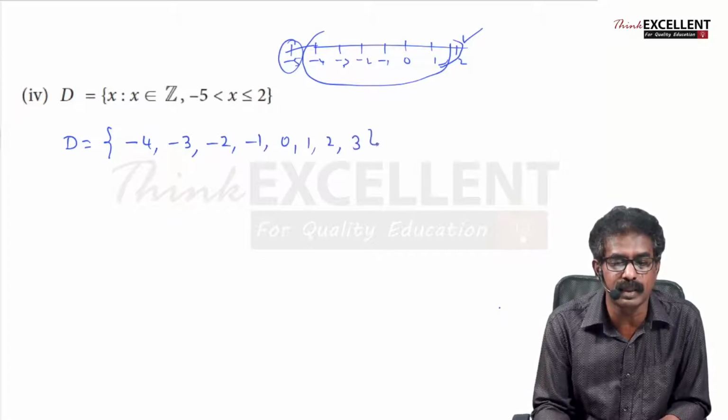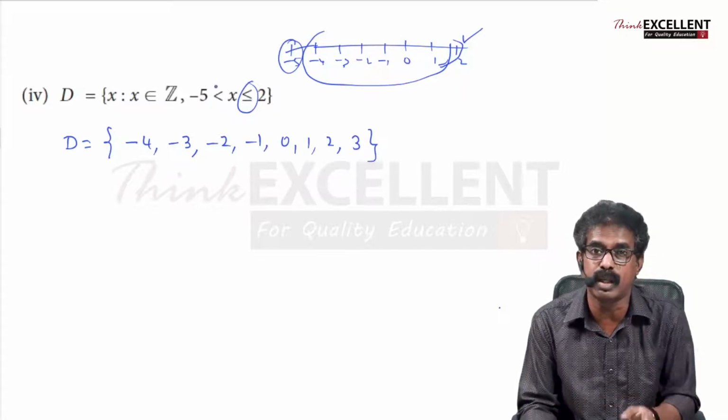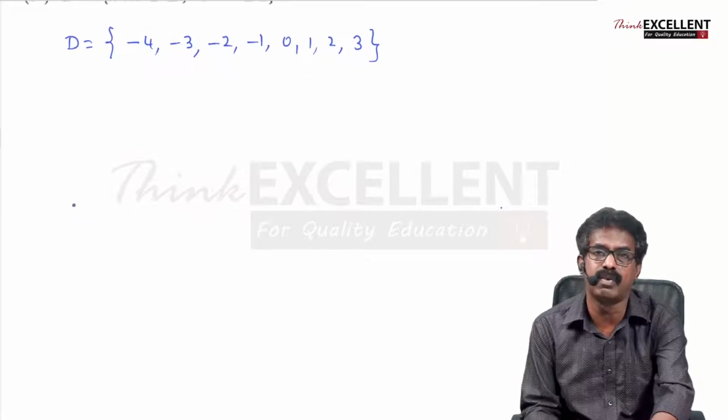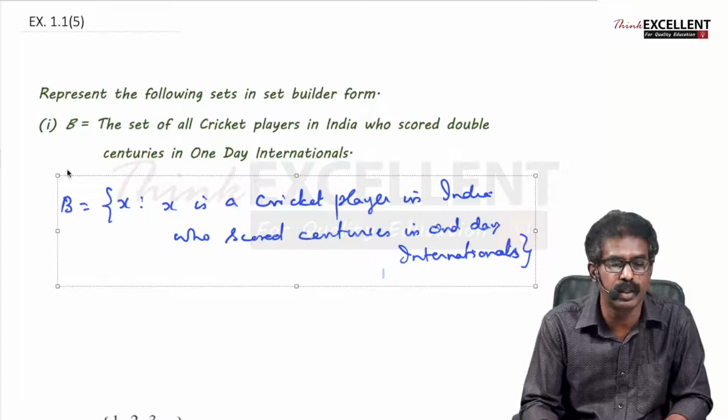2 is included because the less than or equal to sign is there. If the equal sign is not there, don't take 2. You stop with what? That 1. Okay. So here they asked only up to roster form, so you stop here. If they ask cardinal number, you have to count also. Look at the next one.